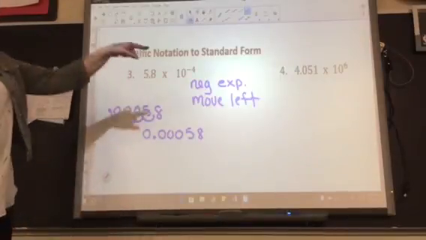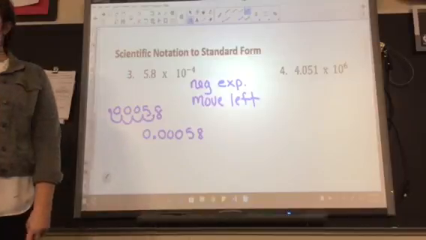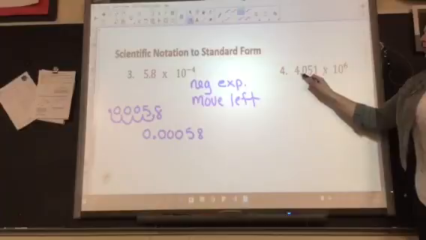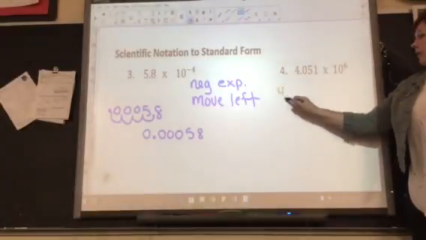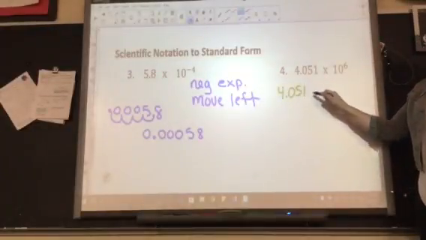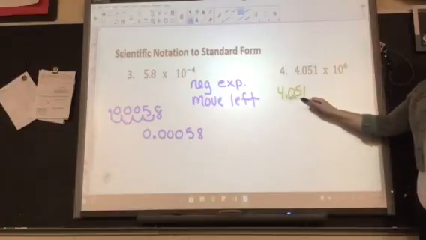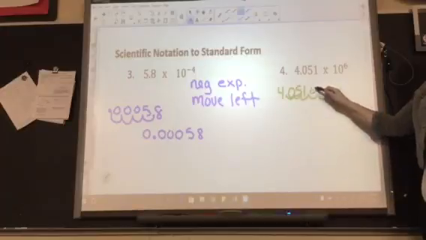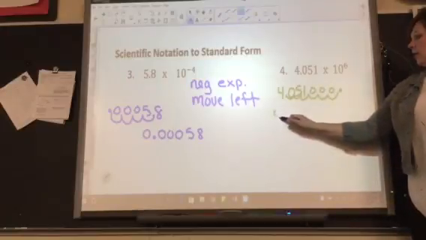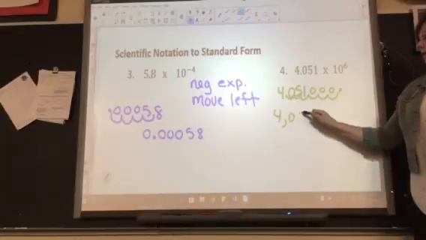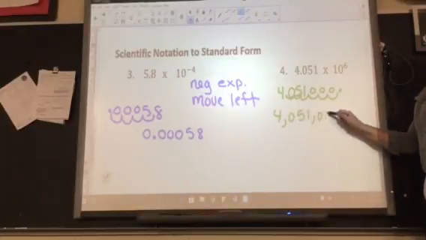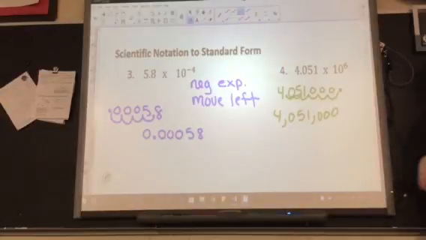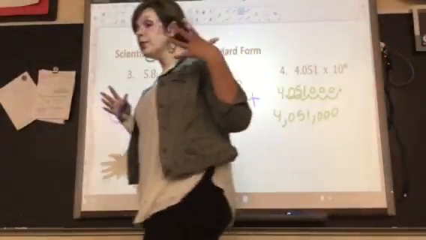Okay? What about the next one? 4.051. How are we going to do that one? Cameron? Move the decimal over to the right 6 times. Yeah, we're going to move this decimal to the right 6 times. So I'm going to rewrite it, 4.051, and I have to move the decimal 6 times. 1, 2, 3, 4, 5, 6. Fill in some zeros there. So I really have 4,051,000.